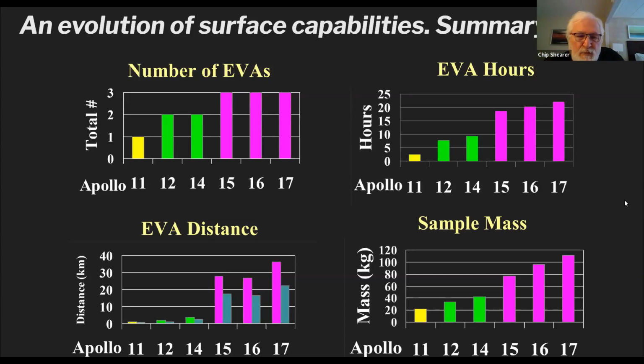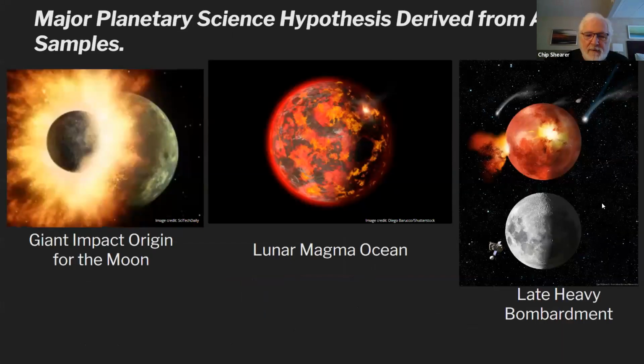This was enabled by the EVA distances we were able to travel, again, 500 meters to almost 40 kilometers. And the sample mass also improved significantly from Apollo 11, where 20 kilograms of sample were collected, all the way up to almost 120 kilograms.